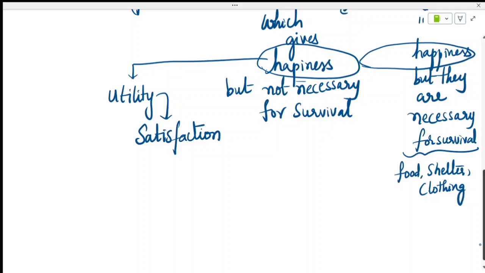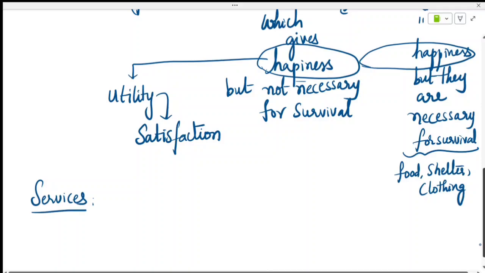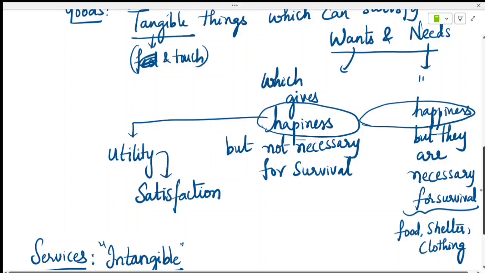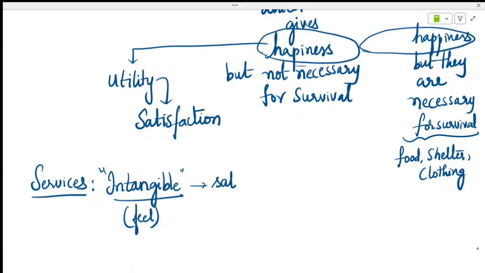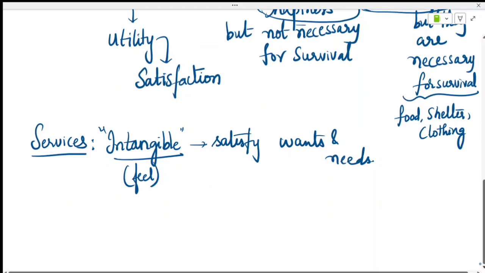So goods, then services. Goods are the tangible things which satisfy our wants and needs, so what about services? Services are intangible. Tangible things we can touch, intangible things we can feel. Those intangible things which satisfy our wants and needs are called services. I also told you that utility equals happiness and satisfaction.